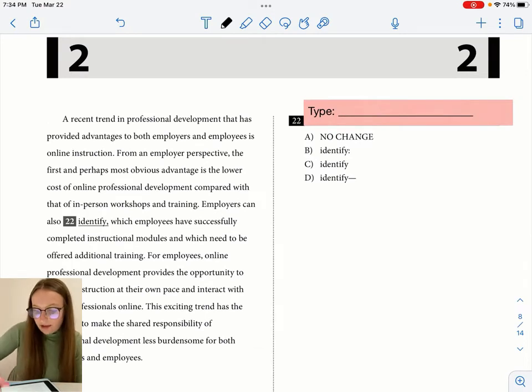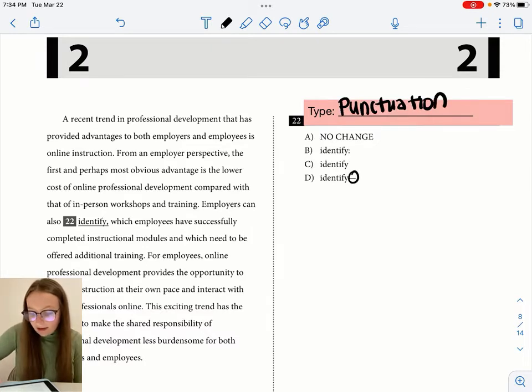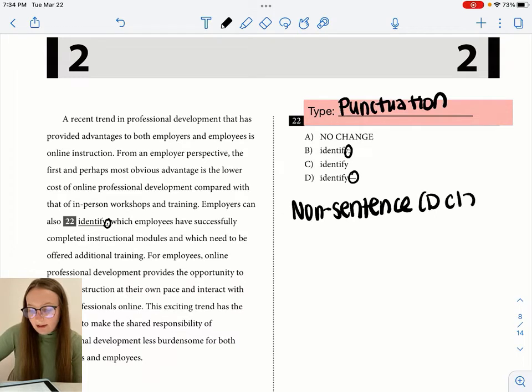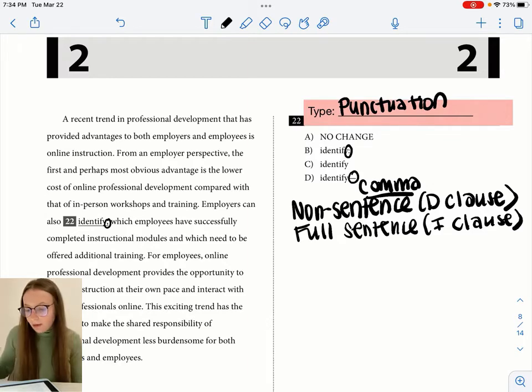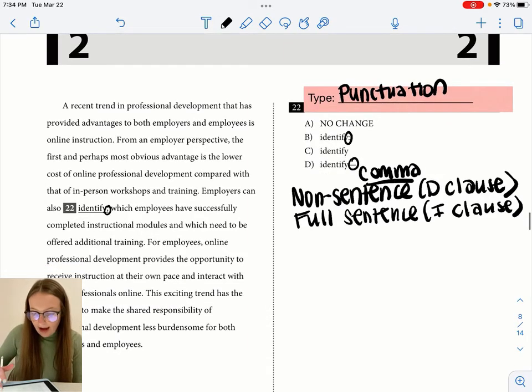Number 22. So this is also a punctuation question. All right, so we've already talked about what the single dash does previously. Let's now talk about what a single comma does. We've only been talking about double commas, and also let's talk about a colon. So a single comma is an opportunity to separate one non-sentence, if you know any grammar, you might have heard of this referred to as a dependent clause, from one full sentence. So a full sentence, you might have heard of that referred to as an independent clause. So a comma is an opportunity to separate a non-sentence from a full sentence, if you aren't familiar with the terminology.